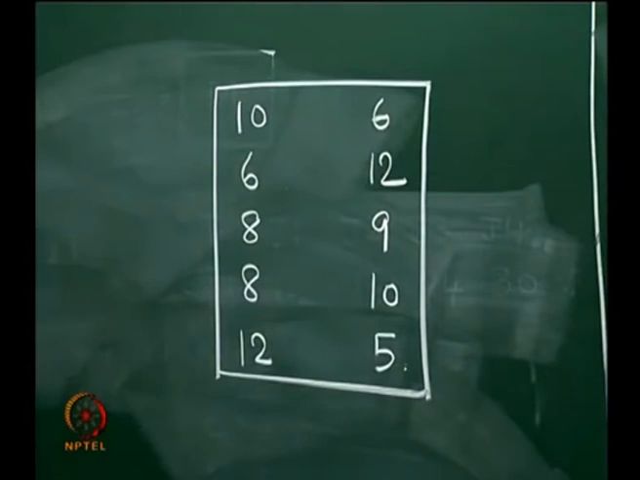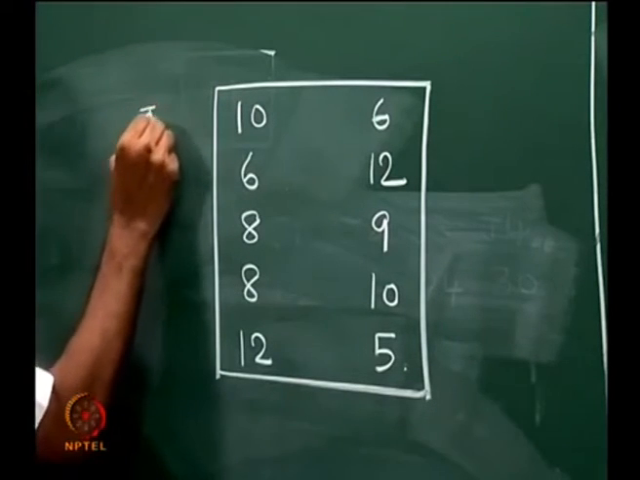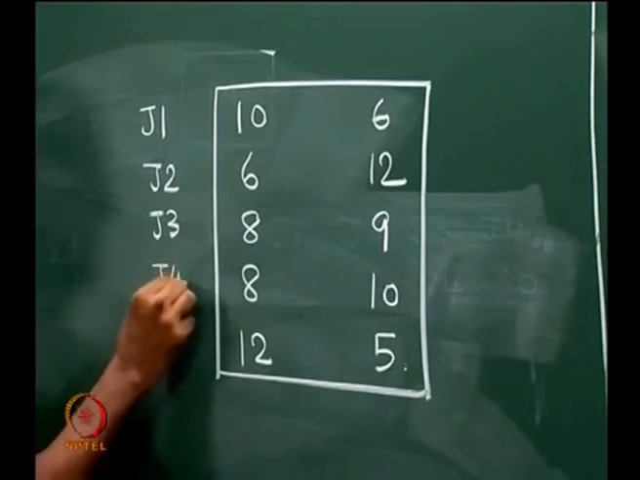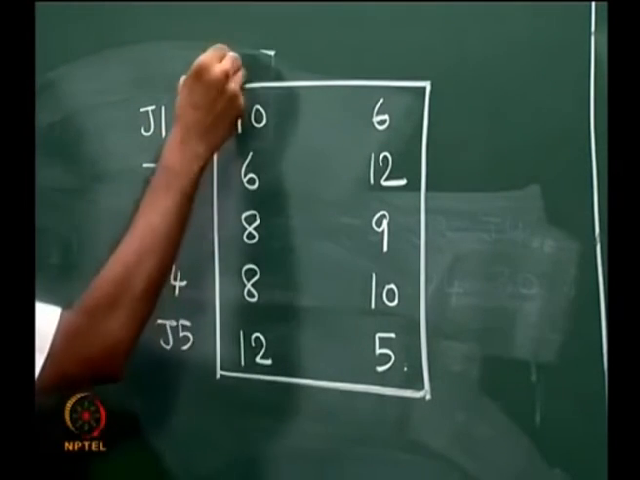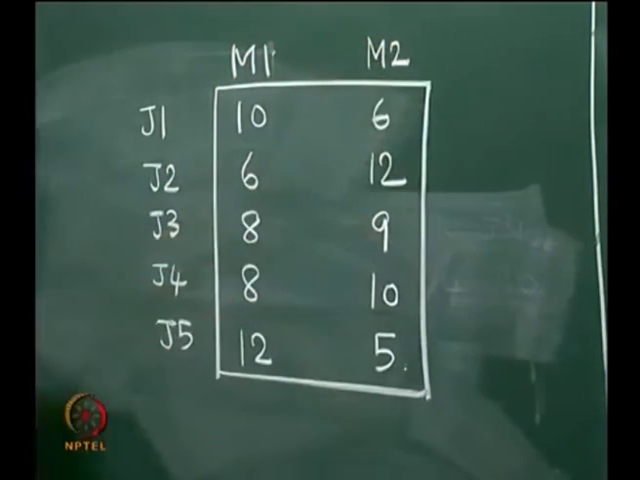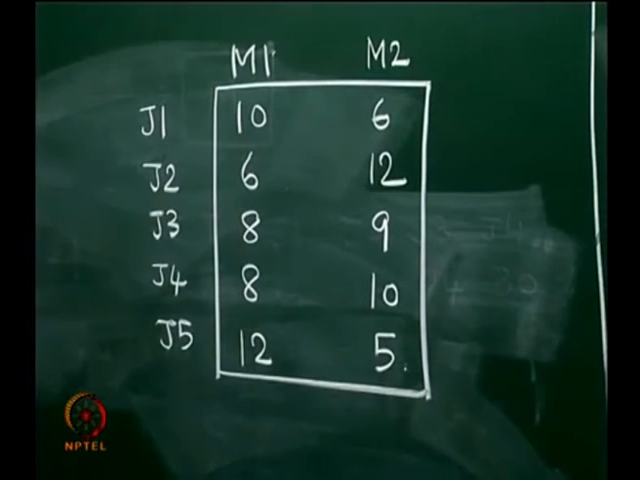Now, this is an example where there are 5 jobs which we call J1, J2, J3, J4 and J5, and there are 2 machines M1 and M2. Now, we want to find out the order or sequence which minimizes the make span.